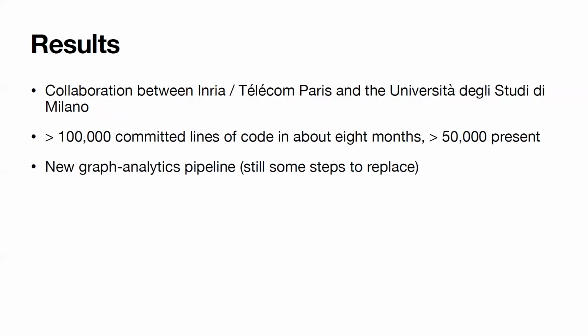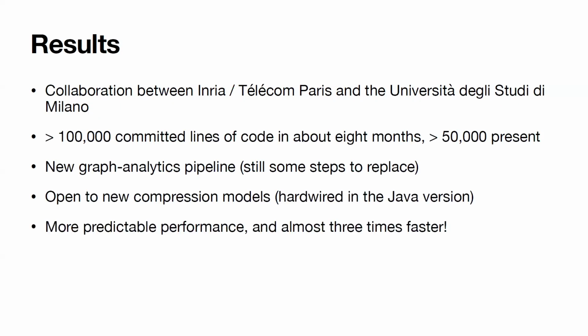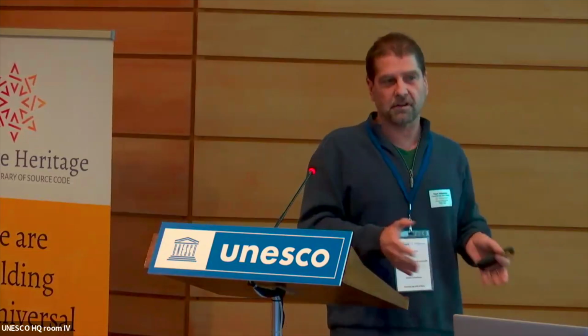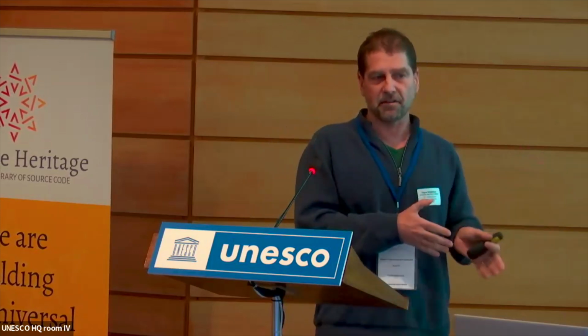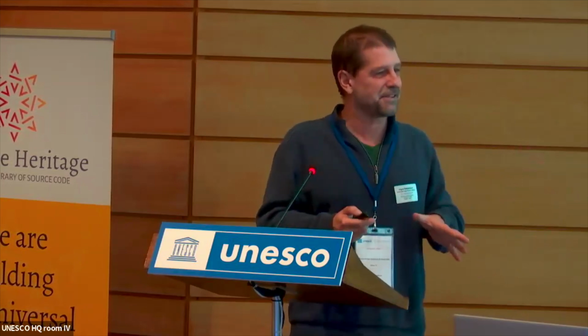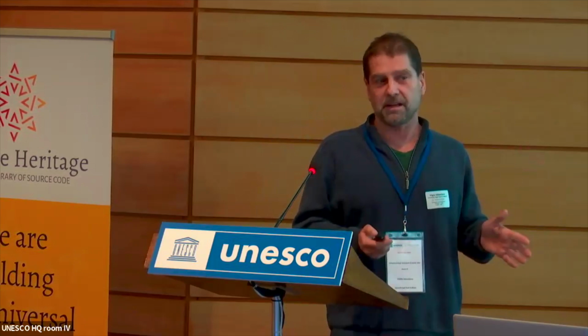And so we now have a new graph analytics pipeline, which almost completely replaced the one developed in the last 3 years in Java. It's completely open to new compression models and 3 times faster. I mean, literally 3 times faster. Presently, if you visit the whole Software Heritage graph in Java, it will take 9-10 hours. In Rust, it takes less than 3 hours. So if you know this kind of stuff, getting a 3 times, 300% increase in speed is really, really nice.